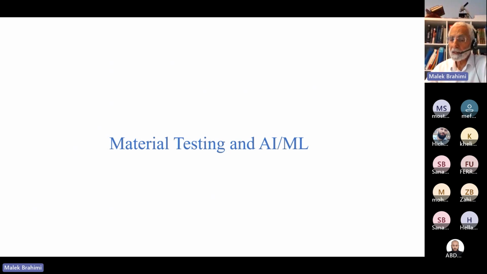AI, artificial intelligence, and machine learning started for the material science, concerning the material science, in about 2010, and it boomed especially in 2019, right before the pandemic, and it's really now going a little bit fast, and it's getting a lot of attention these years.